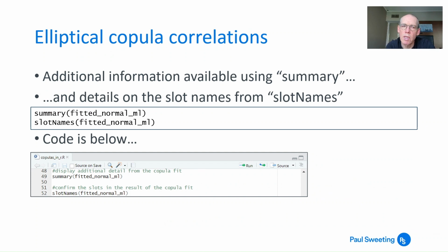So, as I mentioned last time, additional information is available using the summary command. And also something which can be useful is some details on what the various slots, as they're called, are, so that we can call them. If you use this slot names function, it tells you the names of the different components within the object that you've created, so you can call them individually.